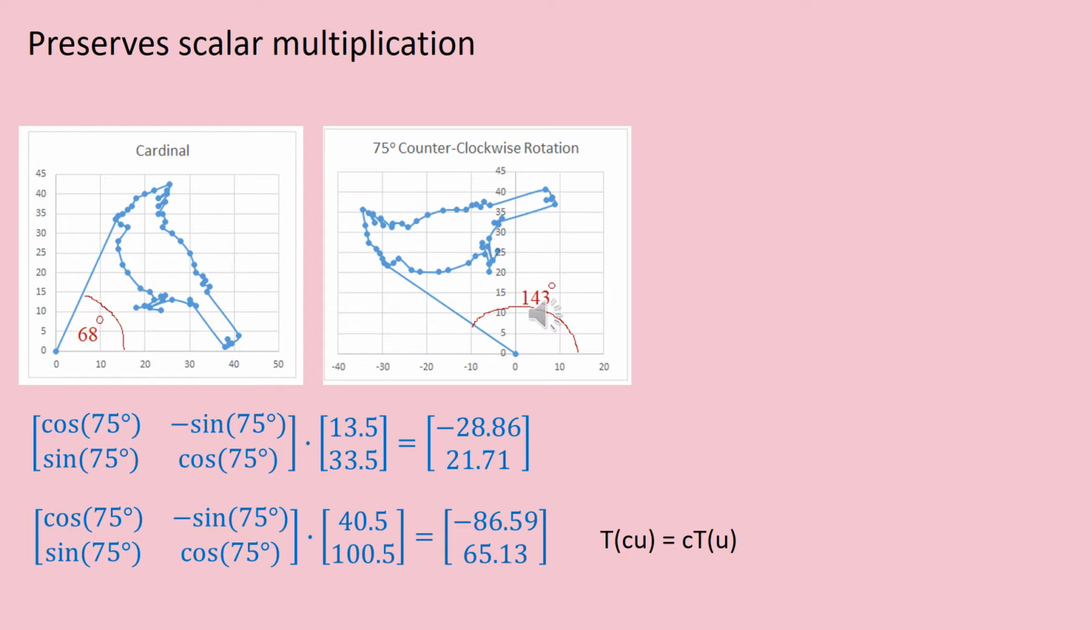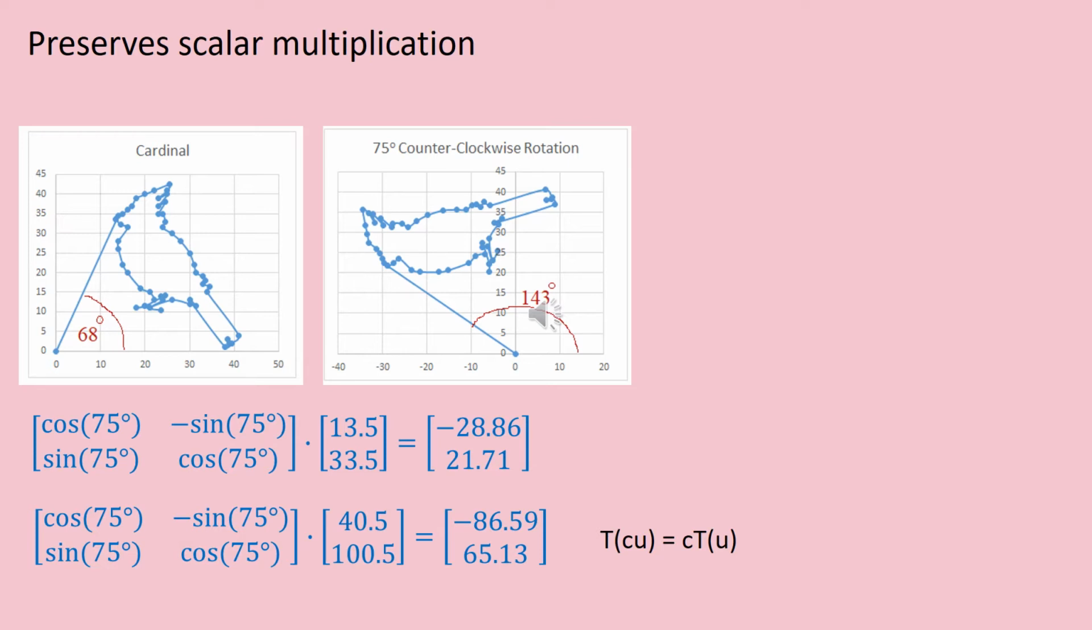And if you double check the arithmetic, we see here that negative 86.59 for x and 65.13 for y is equal to 3 times negative 28.86 and 3 times 21.71. So if I apply the transformation to 3 times my vector, it's equivalent to 3 times the transformation of the original vector. So T of c times u is equal to c times T of u.